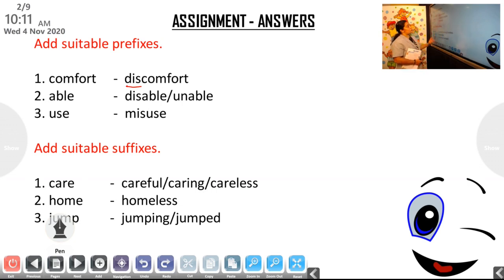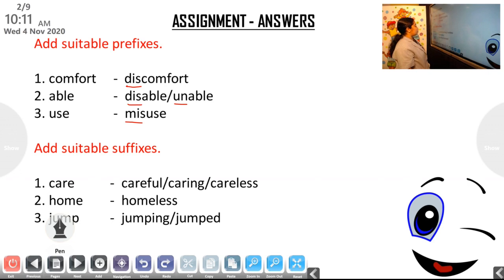Next one, able. Two prefixes you can use. Either disabled or unable. You can use DIS or UN. Disabled or unable, both are correct. Next one, use: misuse. So the prefix that you have used is MIS. Make sure that when you are adding the prefix and writing the word, don't leave the space in between. Write it together, okay? So discomfort, second one disabled or unable, and third one misuse.